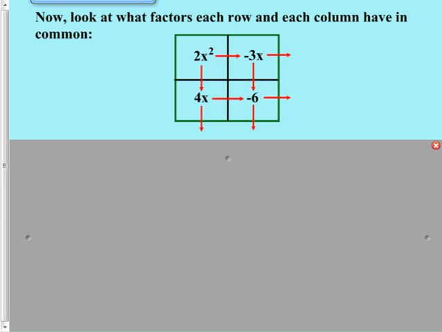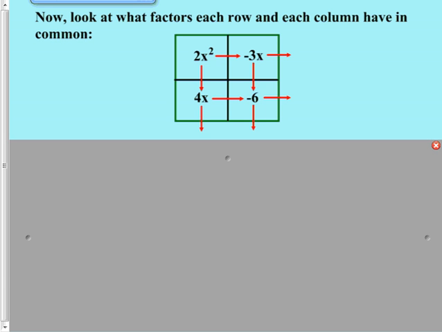Now, here's what we're going to do with the box. Okay? We are going to factor across each row and also down each column. Okay, so that means we have four different instances that we have to factor. For example, we've got the top row, 2x squared and negative 3x. We're going to factor across that and see what those two terms have in common. Also, across the bottom row, the positive 4x and the negative 6. We're going to see what they have in common. Then we will do the same coming down the columns.